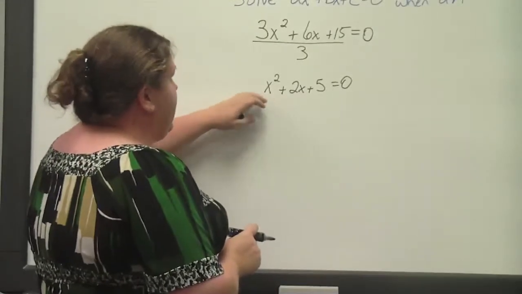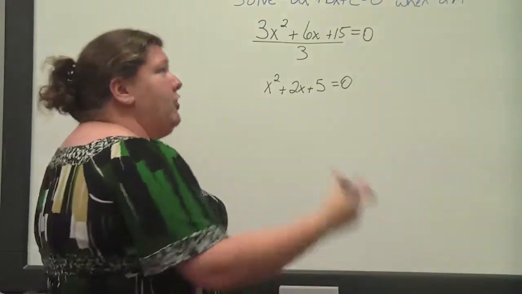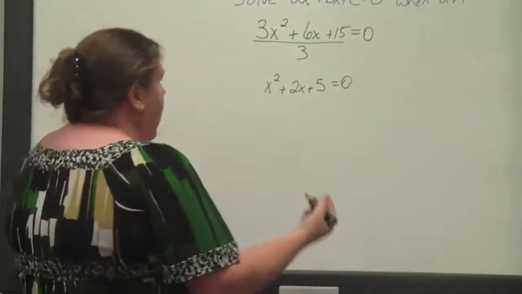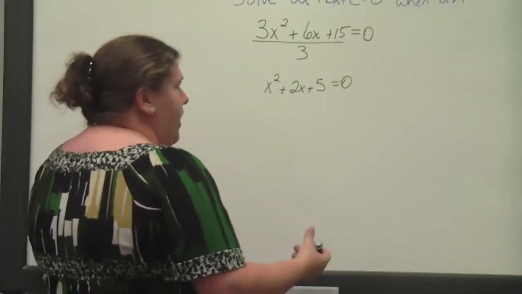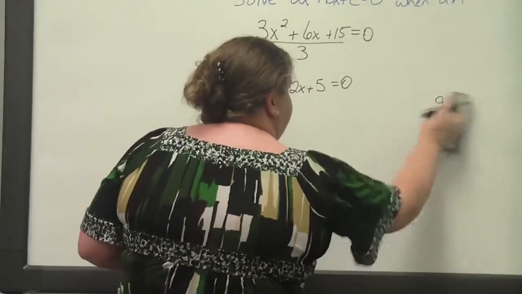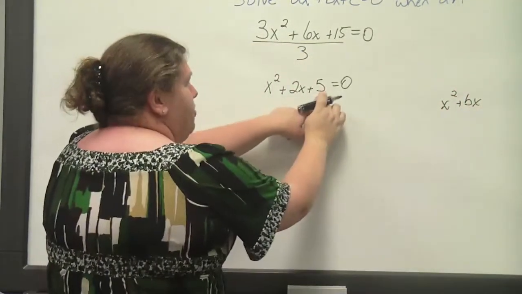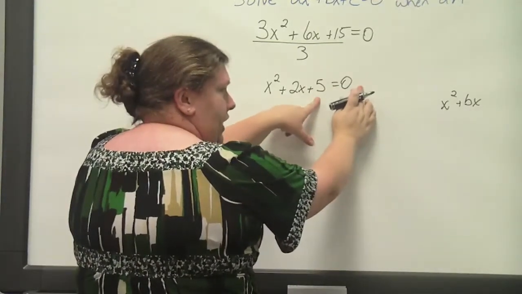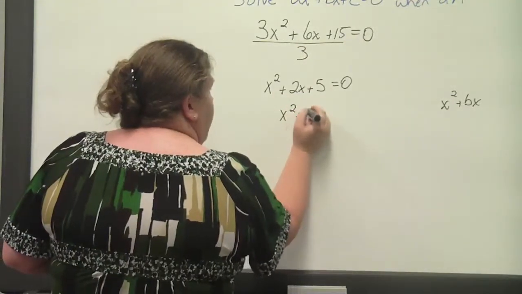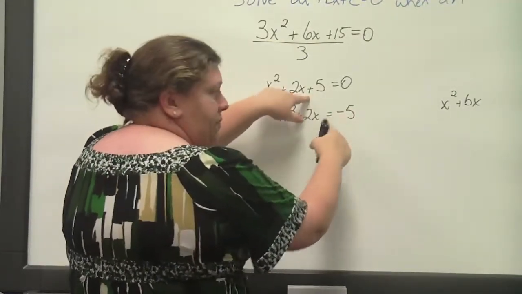Now we see it's in this form, but this time our a does equal 1. So we go back to the problem we just worked where it does equal 1, and we can put it into the x squared plus bx form. So I want x squared plus bx form. That means I have to move my 5 to the other side of the equal sign, which means I change the operation. So I have x squared plus 2x equals a negative 5, because there's the opposite operation.